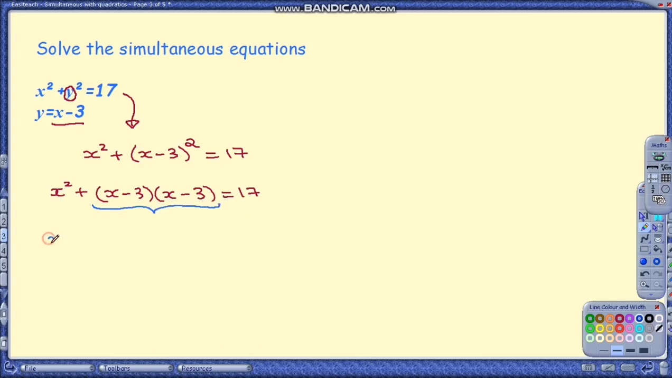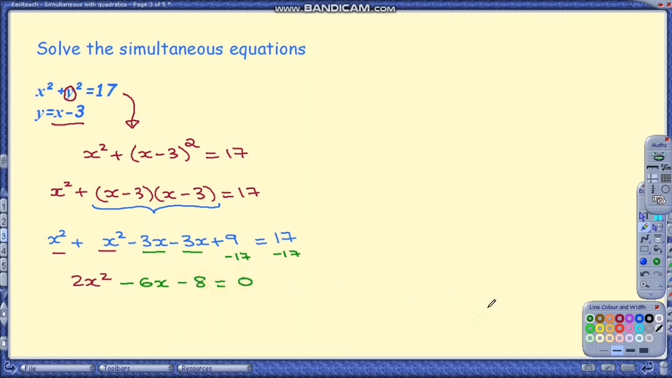So let me rewrite the x squared, and that's going to give you x squared minus 3x minus 3x plus 9, and that's equal to 17. What do you think our next step is? Simplify. So x squared plus x squared is 2x squared. Minus 3x minus 3x is minus 6x. And then I'm going to take away the 17 to make it equal to 0. And that's going to be minus 8 equals 0. So there we've got a quadratic equation.